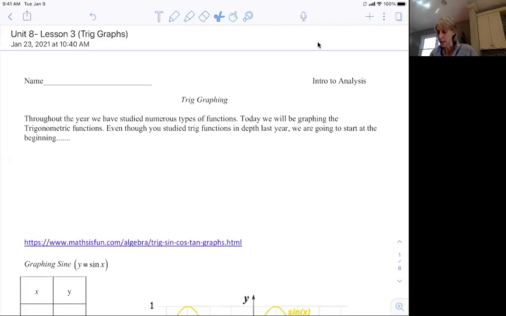Hi, everybody. Today we're on Unit 8, Lesson 3, and we're going to be graphing trig functions. So basically, throughout the year, we have studied numerous types of functions. Today, we're going to be graphing the trig functions. And even though you studied these trig functions in depth last year, we're going to start at the very beginning.